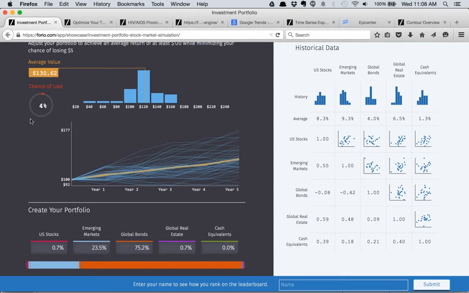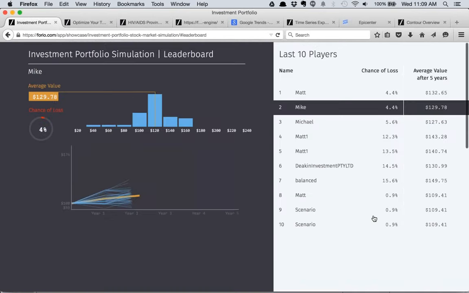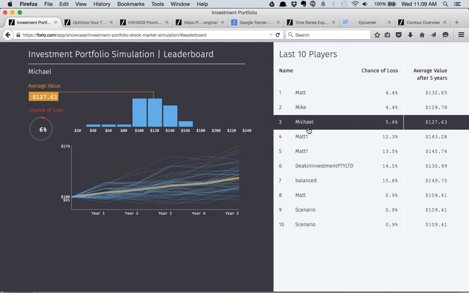result here over 5 years, and I can see my average return and chances of loss here, and I can sort of experiment with different values. You can see now I'm actually getting a higher chance of loss, but I'm still achieving my outcome here over time. And so if I'm happy with that result, I could put in my name and submit it. And this is my result here actually.